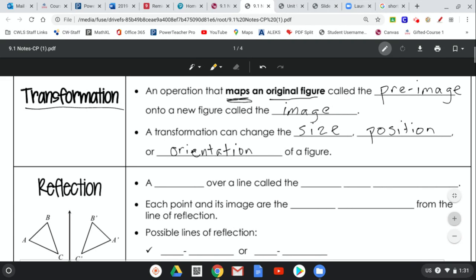So this stuff right here is definitely important. Pre-image, image, that's the vocab that you guys need to know, okay? That it can change the size, position, orientation, not as much, but this stuff right here, before we move on, take some time, make sure you understand that the original is the pre-image, the new figure is the image, okay?